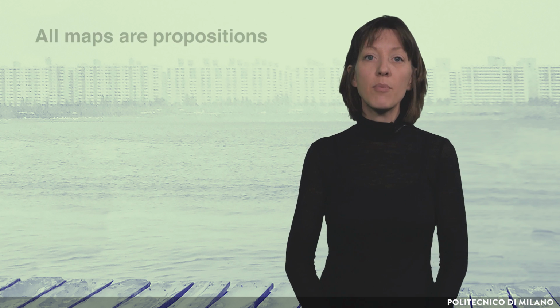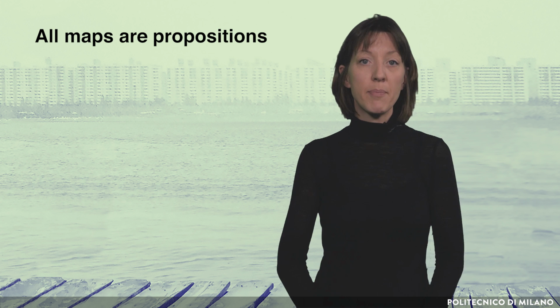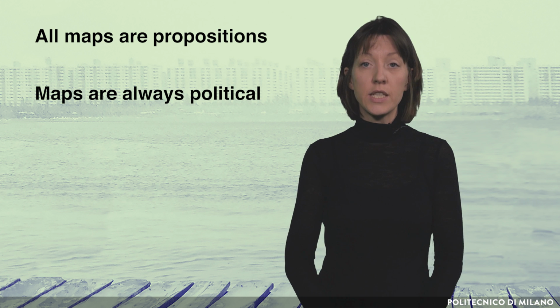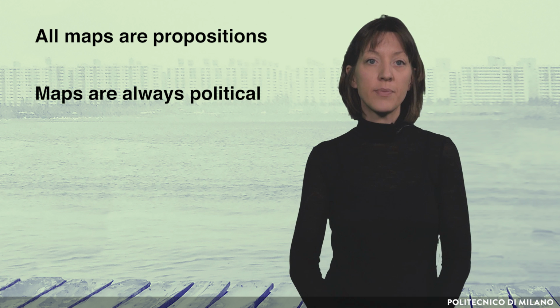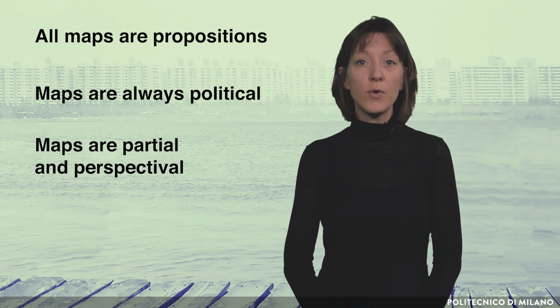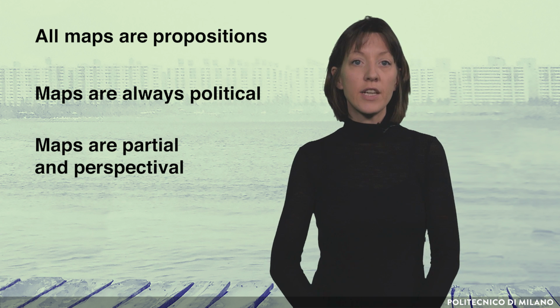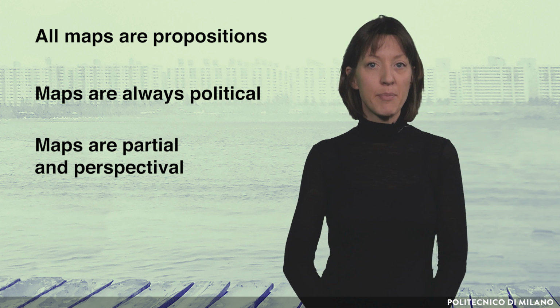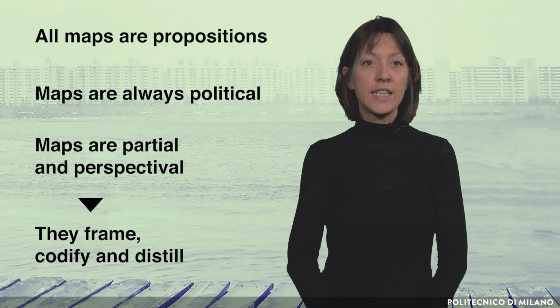If this is true, then all maps are propositions, because the process of map making itself generates new knowledge. It also means that maps are always political and should be read as such, including paying close attention to the conditions of their production. Maps are also always partial and perspectival, regardless of their claims to authority. The relation of maps to representation is therefore fundamental. They frame, codify, and distill. Maps show a particular point of view on the world. That this quality of maps is often hidden or left unacknowledged is an important issue for a more critical approach to map making.